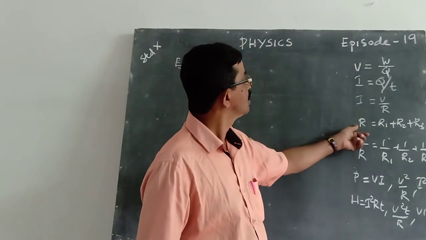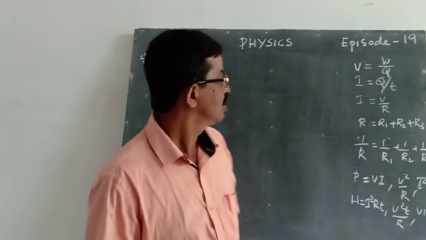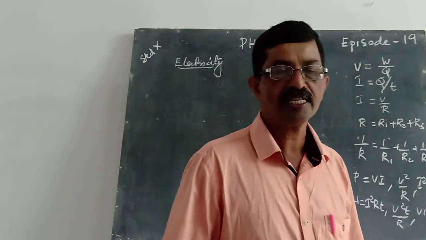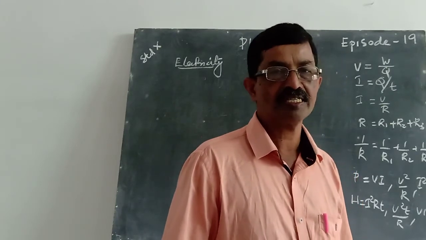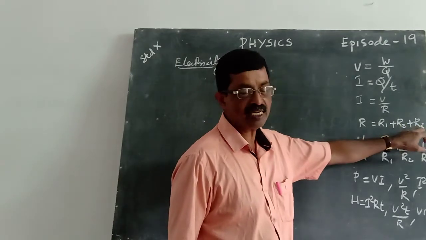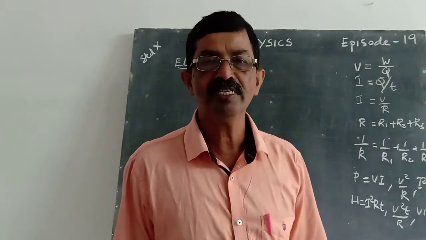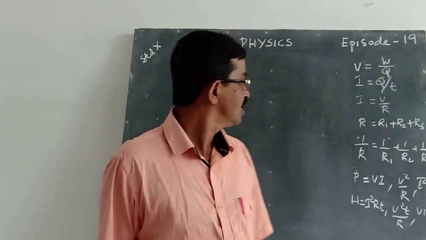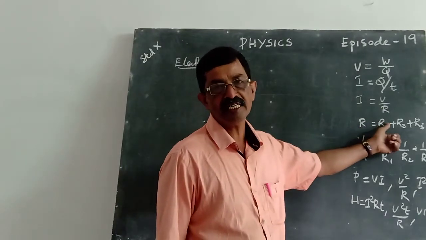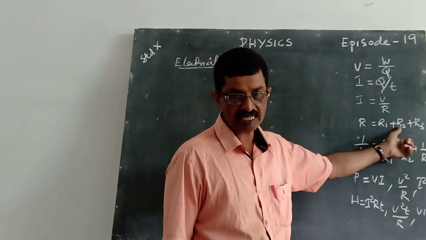And then you want to remember another equation to solve problems. That is total resistance in the circuit, otherwise effective resistance R = R1 + R2 + R3, if there are three resistors of resistance R1, R2 and R3. This equation we got when they are connected in series. That means the resistors are connected in series.